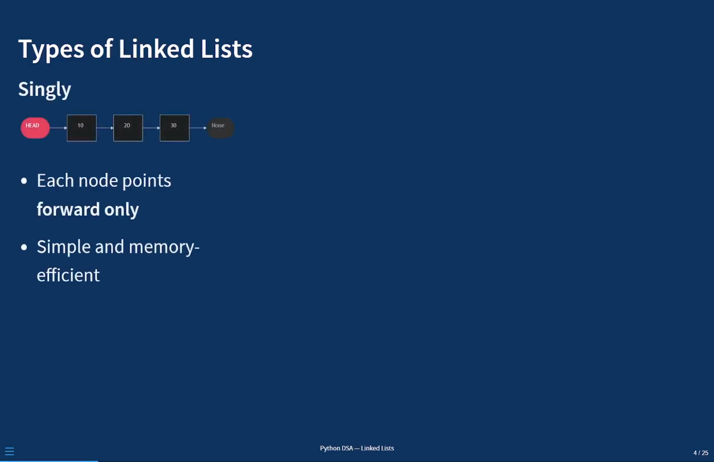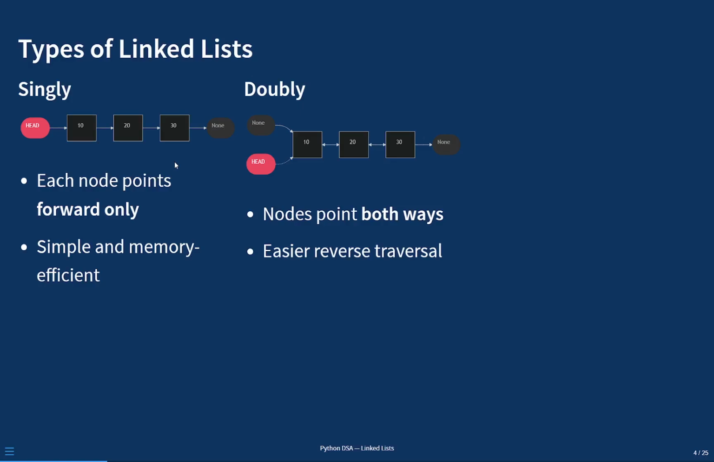Next, there are three main variants of linked lists, and each has its own use case. Singly linked list. The simplest form. Each node points only forward to the next node. You can traverse from head to tail, but you can't go backwards. Simple and memory efficient. Great for stacks and queues. Doubly linked list. Each node has two pointers, one pointing forward to the next node, and one pointing backward to the previous node. This enables reverse traversal and makes tail deletion O(1). Python's collections.deque is implemented as a doubly linked list under the hood.